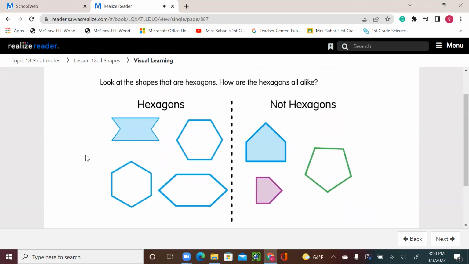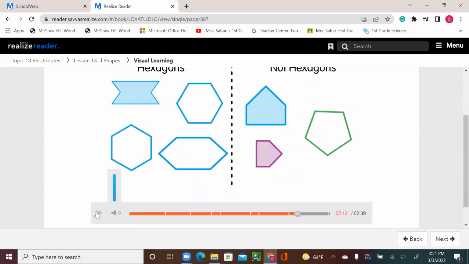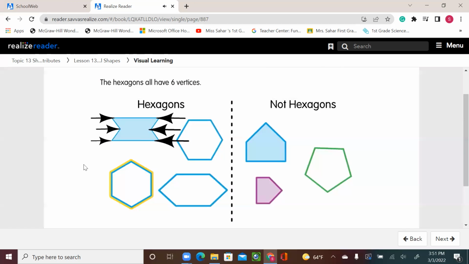Look at the shapes that are hexagons. How are the hexagons all alike? I can see that all hexagons have 6 sides, 6 vertices, and 6 angles. The hexagons all have 6 sides. The hexagons all have 6 vertices. The hexagons all have 6 angles.